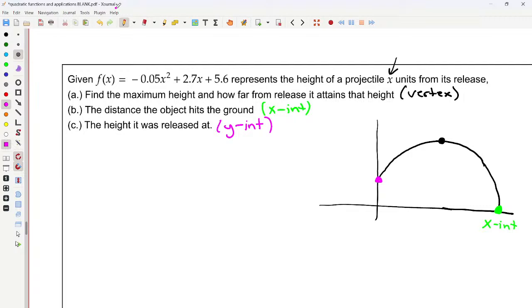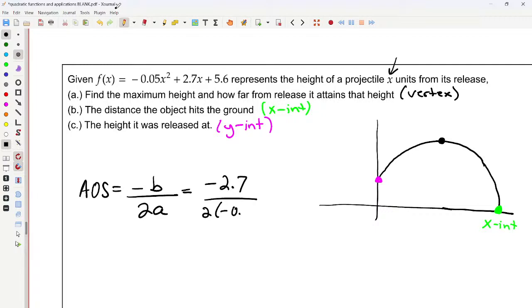So not just finding the key features for a question we did about 5 minutes ago, but now putting it into Galileo and Newton's observations. Here we go. Find the maximum height. Big takeaway from tonight: the axis of symmetry is the opposite of B over 2A. Starting to summarize tonight's lesson. Negative 2.7 on top of 2 times negative 0.05.